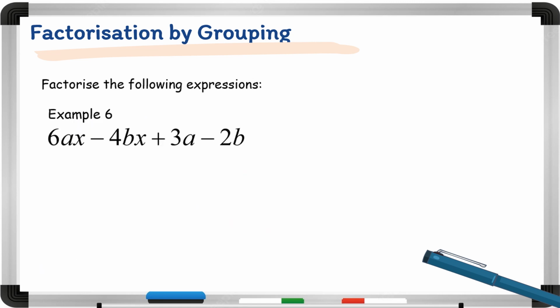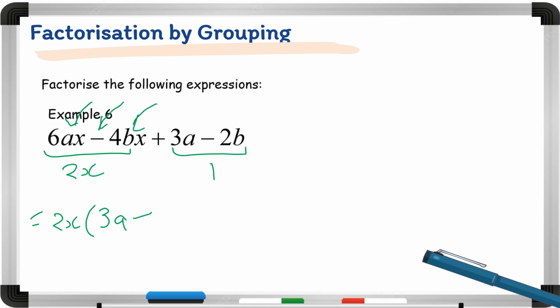For this last example, we will try to pair them up in this manner. So as usual, we will pair the first two terms and the last two terms. The first two terms, the highest common factor will be 2x. The only common factor for 3a minus b seems to be 1 again. So we will factorize out 2x by having 6ax divided by 2x. That will give us 3a. The operation is minus. 4bx divided by 2x is 2b.